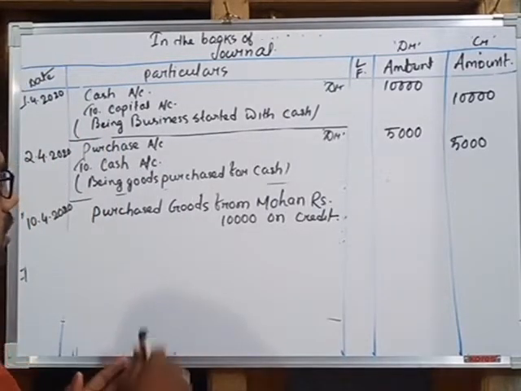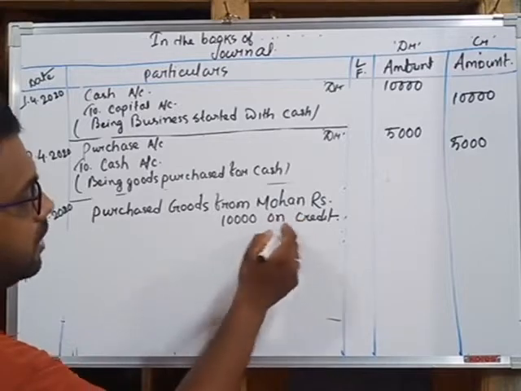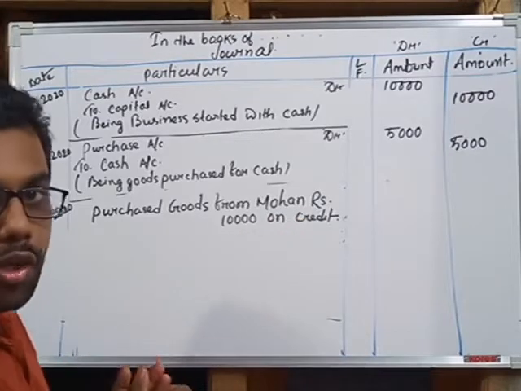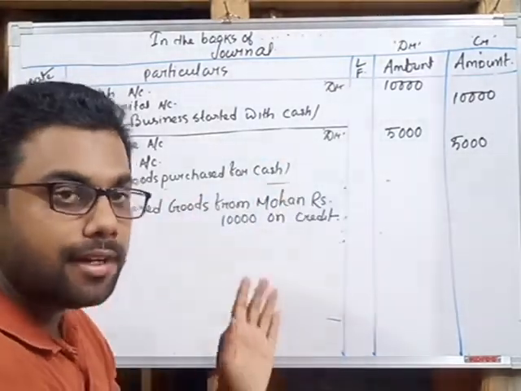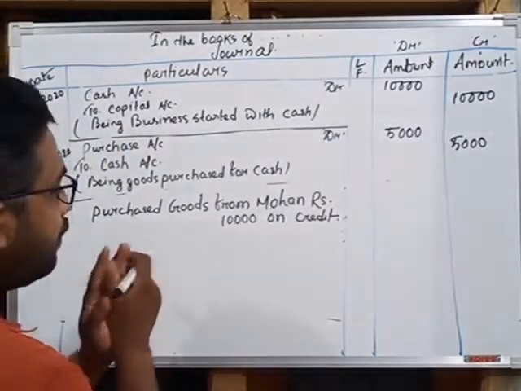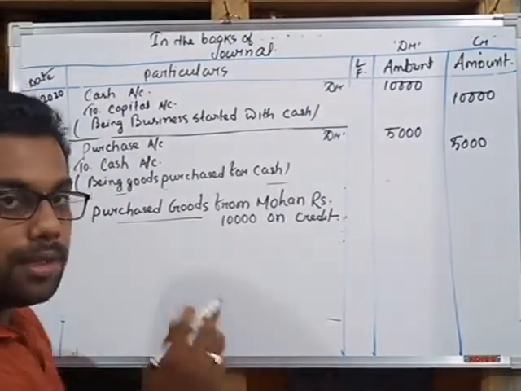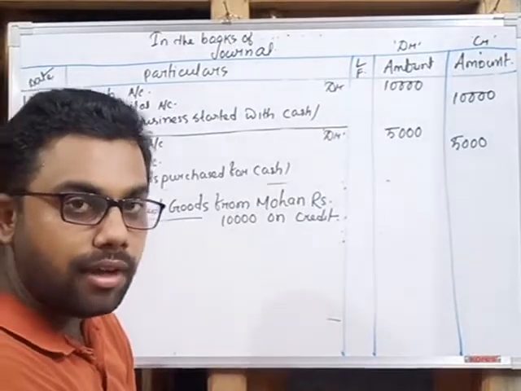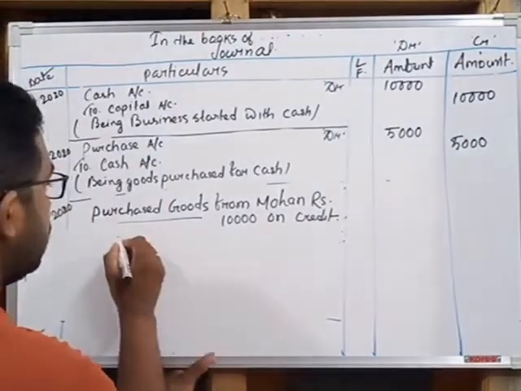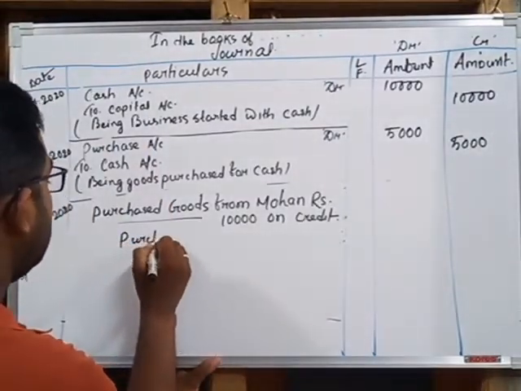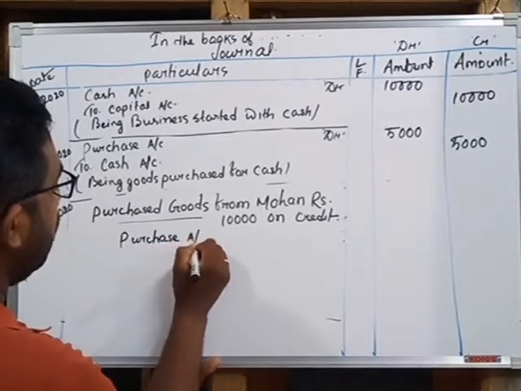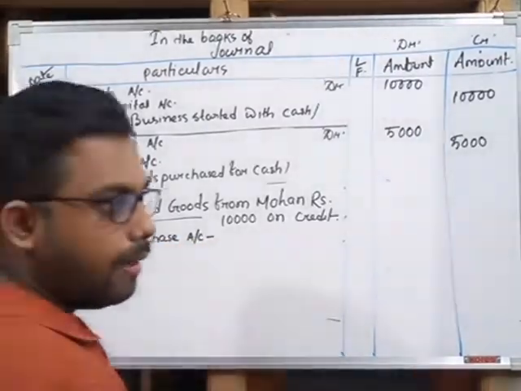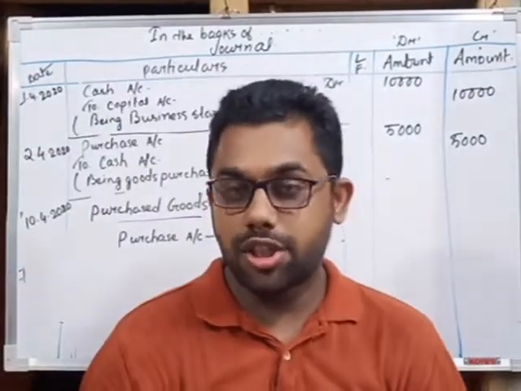So what is the transaction? Purchase goods from Mohan rupees 10,000 on credit. So first we have to identify the two account heads affected by the transaction. So what they have purchased? Purchased goods. So whenever the business purchase goods, the name of the account affected by the transaction is purchase account. Purchase account. And the next one is the when we will start business.